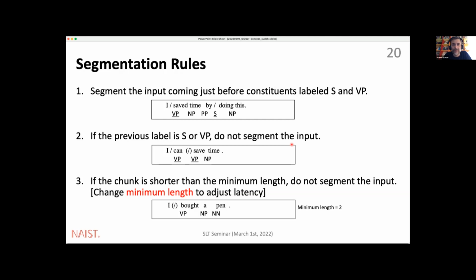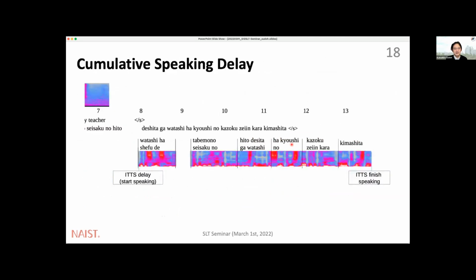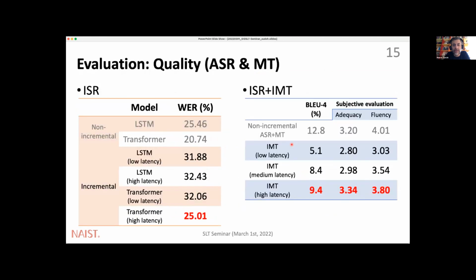Okay, I have a couple of questions. The first one is, when I look at the delay, I noticed that the TTS had a very huge delay, if I understood correctly. What is the reason for this delay? Is it that it's computationally intensive, or is there some kind of wait-k strategy as well?